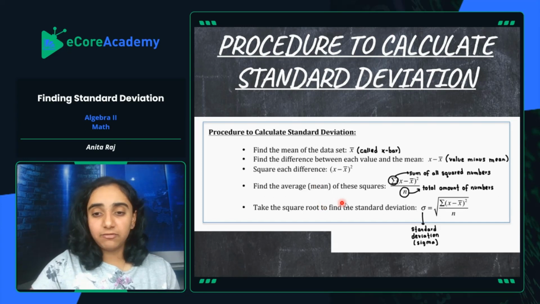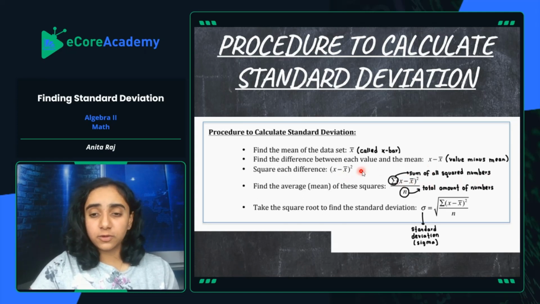Afterwards, we're going to find the average, or the mean, of these squares. You'll see a symbol that looks like an E. It's actually the symbol for summation. As you can see here, it's the sum of all the squared numbers. We're going to take all those squared numbers that we found in the previous step and add them all together.